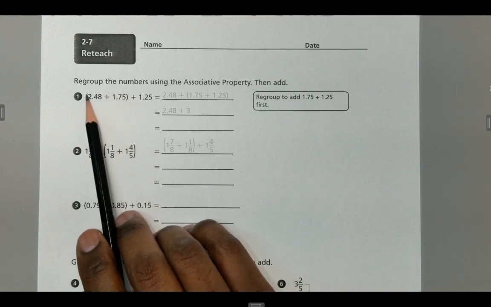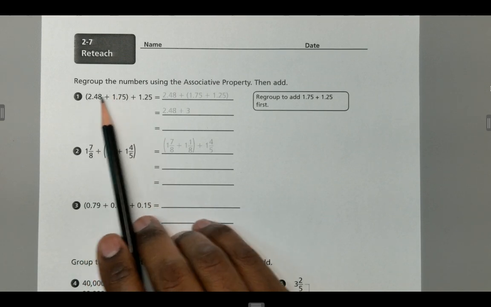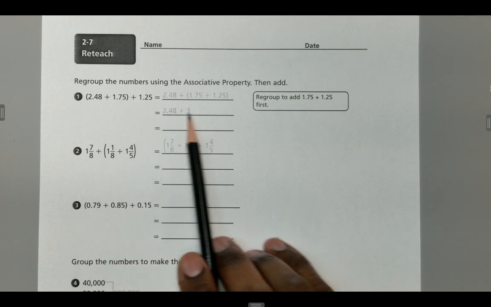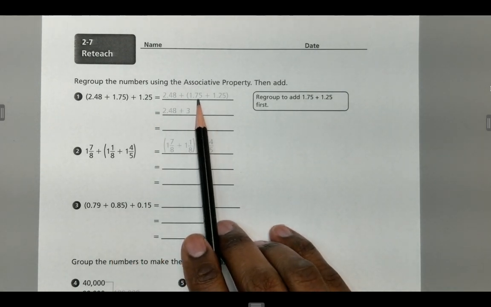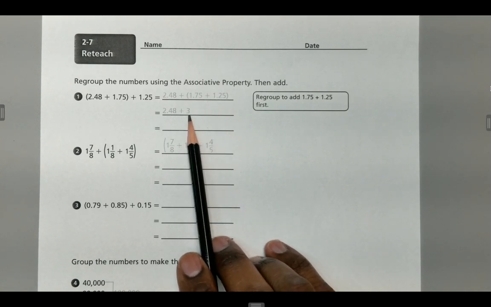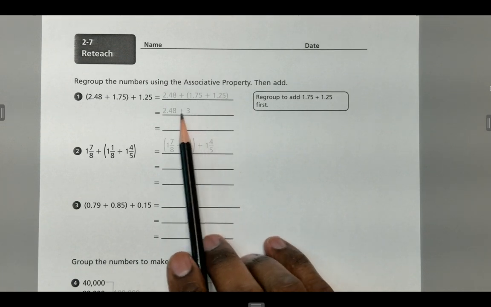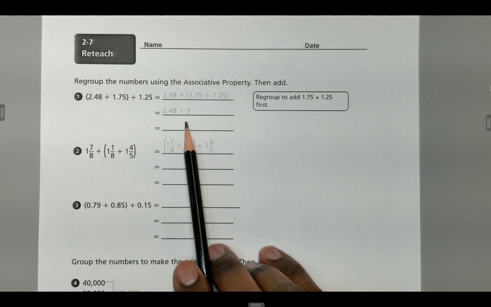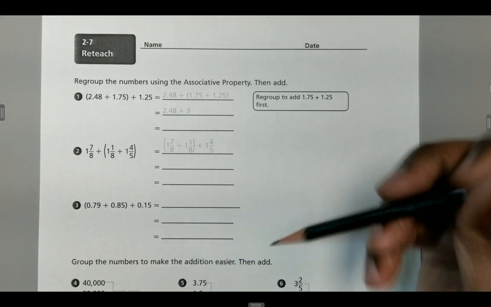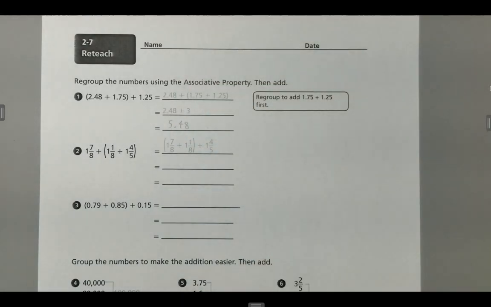So instead of surrounding these two decimals with the parentheses, what if you rewrote it so that you surrounded these two decimals with the parentheses? 1 and 7500ths plus 1 and 2500ths. This is 3. It's like $1.75 plus $1.25 is $3. And now 2 and 4800ths plus 3, well, we can just add the ones column here with the ones column here to get an answer of 5 and 4800ths.